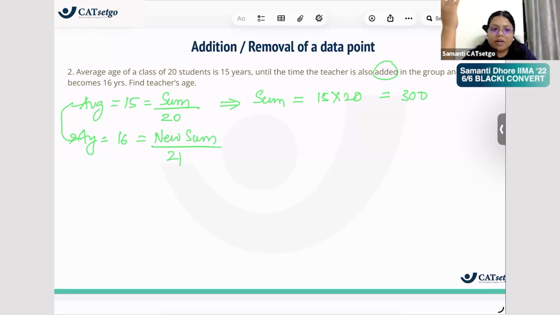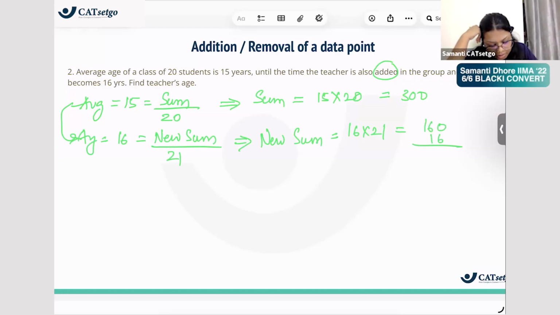Now it's 21 people. When the average becomes 16, it's 21 people now, right? So what is this new sum? Sorry, 20 is na? 320 plus 16. 20 plus 1 क्या बने? 16 2 is 32, तो 320 plus 16 is 336.